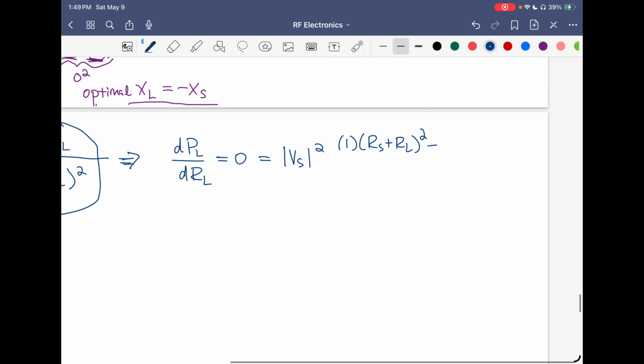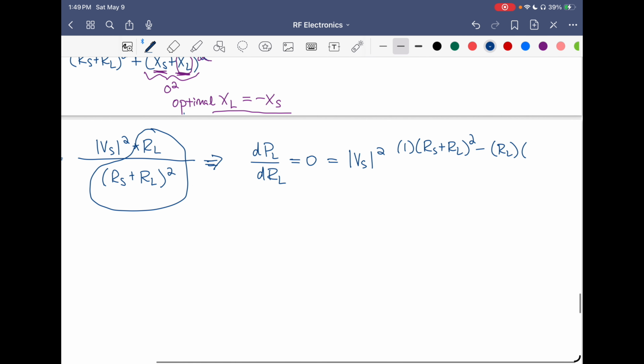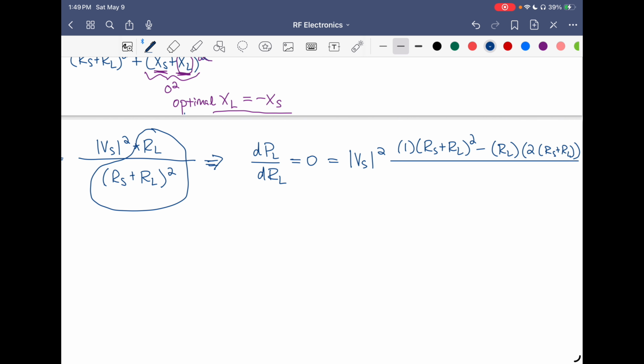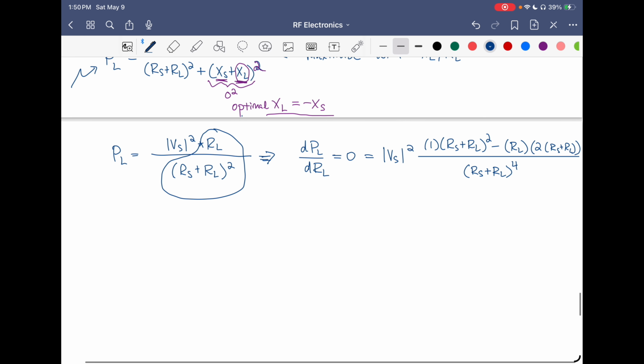And then we want to subtract the numerator times the derivative of the denominator, which gives us 2 times Rs plus RL. And in this derivative of quotient formula, it's all over the square of the denominator. So the square of a square will give us a quartic. So now this is our expression for the derivative, which we can simplify by taking out this factor of Rs plus RL.